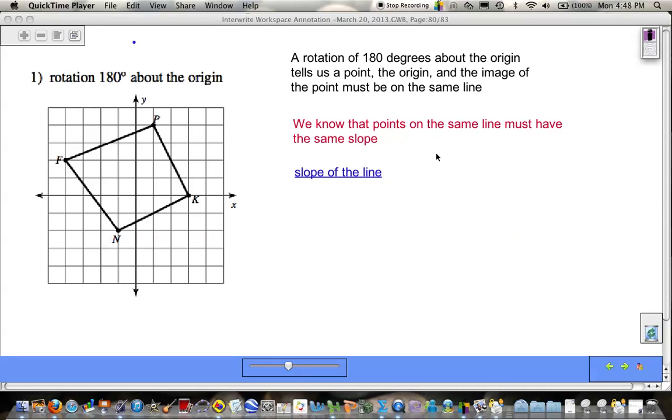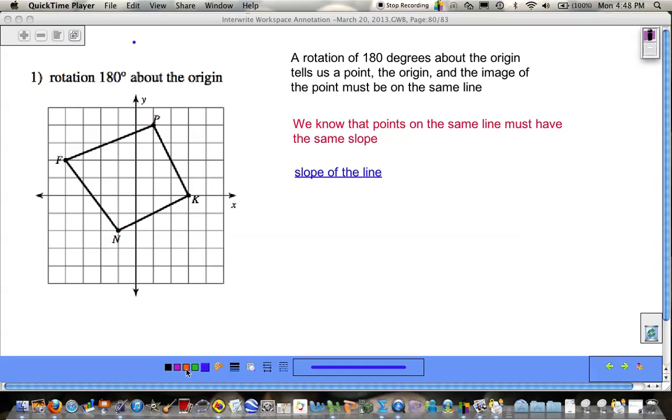Today we're going to rotate an object 180 degrees about the origin. We know that 180 degrees forms a straight line. Therefore, if we rotate a point 180 degrees about the origin, the point, the origin, and the image of the point must be on the same line. We also know that points on the same line must have the same slope.